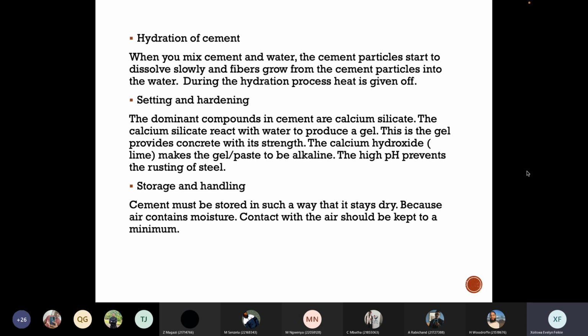So the calcium hydroxide, which is the lime, will also be a product that we get when cement mixes with water. It makes a gel or paste, and this paste is alkaline. They tell you that the gel produced when cement mixes with water is alkaline, and therefore what we have is a high pH. And this high pH prevents the rusting of steel. Which steel are we talking about? The reinforcement steel.